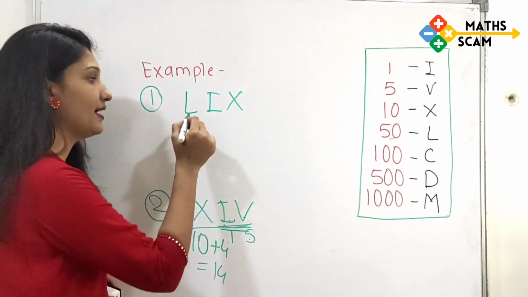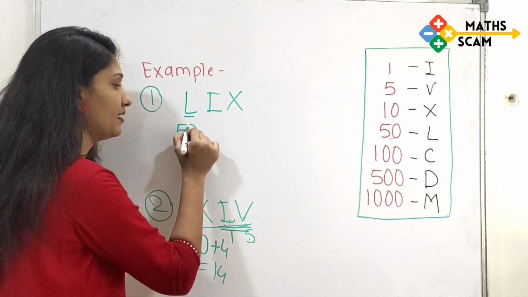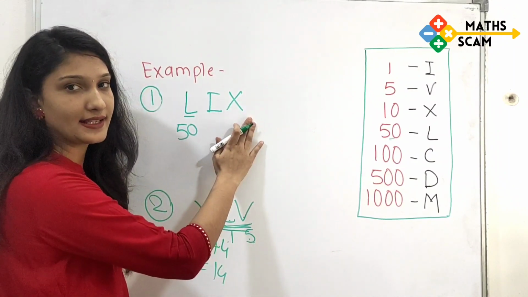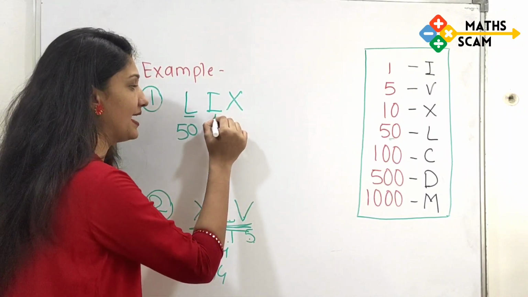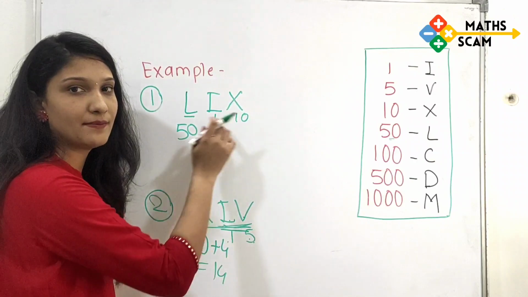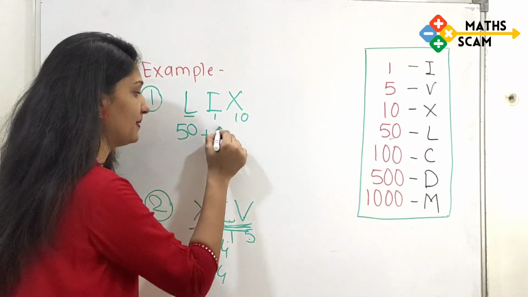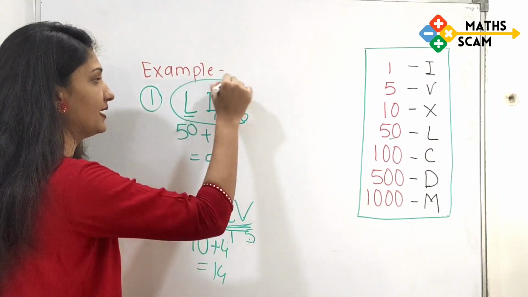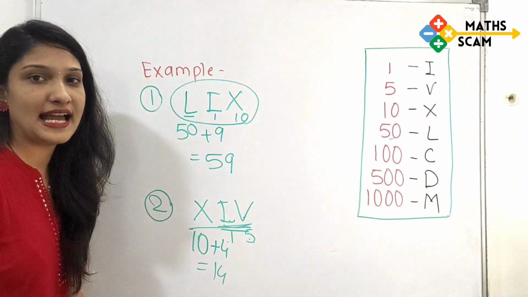LIX. So here L is 50, but I will subtract from the next X. So X, I is 1, X is 10. So 1 will subtract from 10. So 10 minus 1, 9. So 50 plus 9, 59. So this number suggests 59.